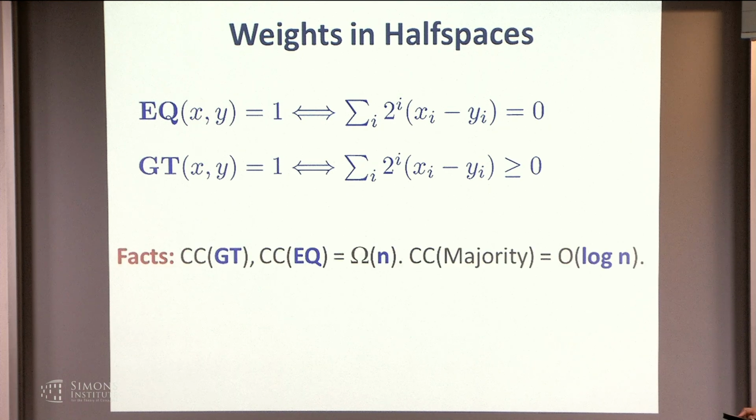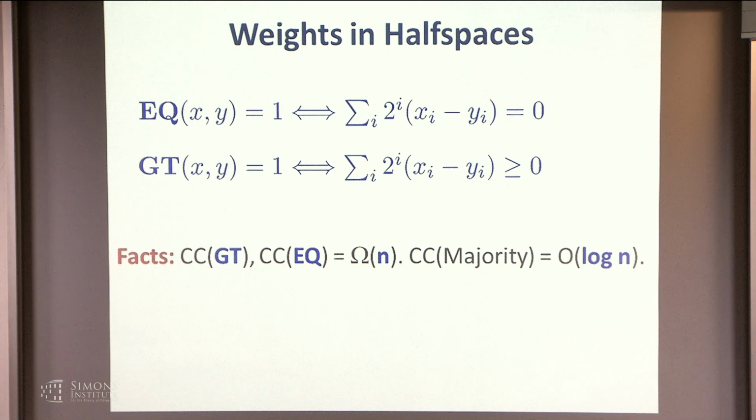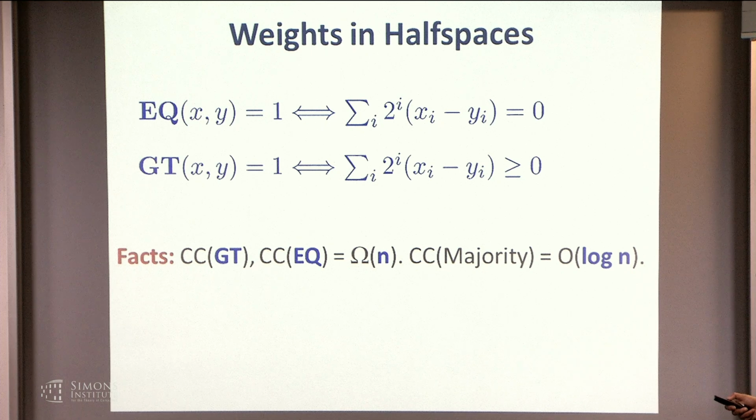And what we know from basic communication complexity is that the communication complexity of both these functions, greater than and equality, is omega n. There is a variety of ways of proving it. You can consider the rank of these matrices, the Boolean matrices. They are full rank, and therefore the communication complexity is full.